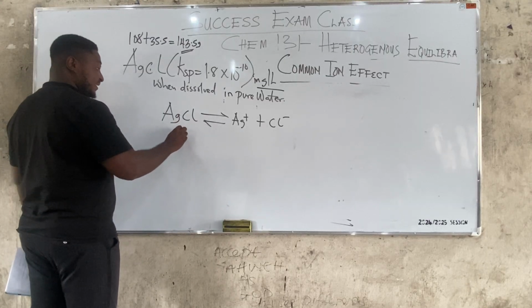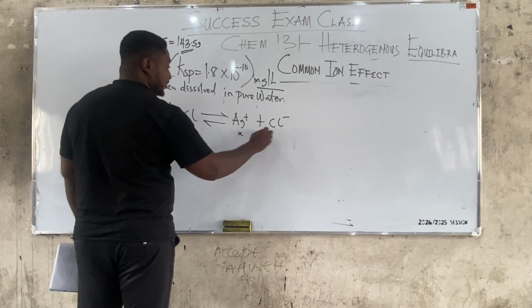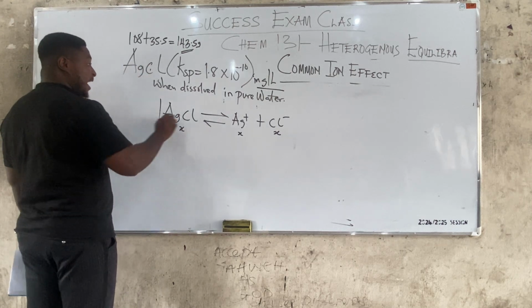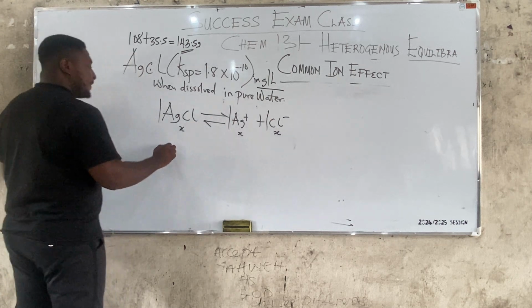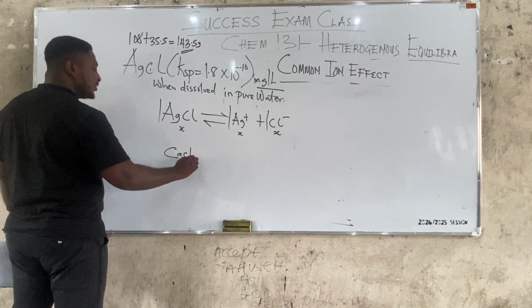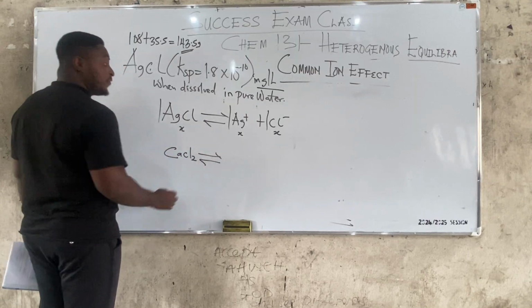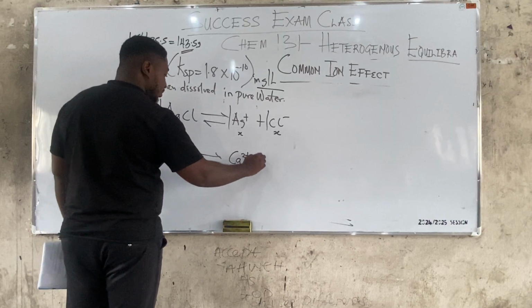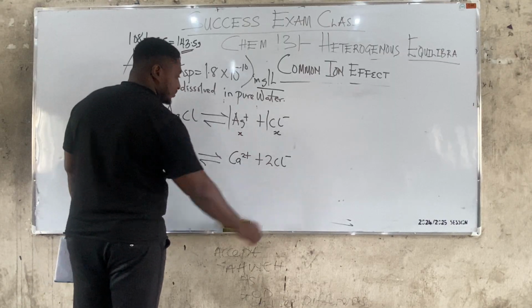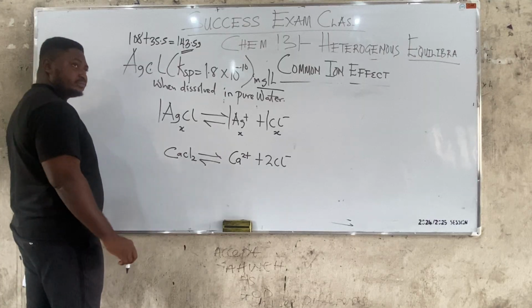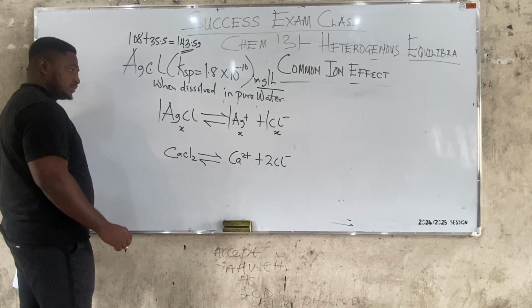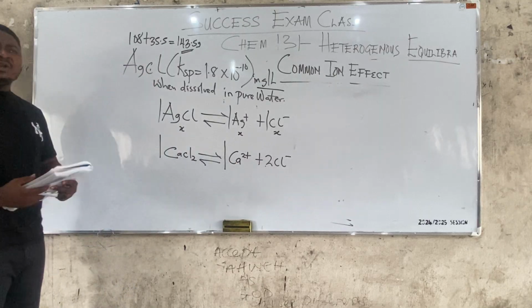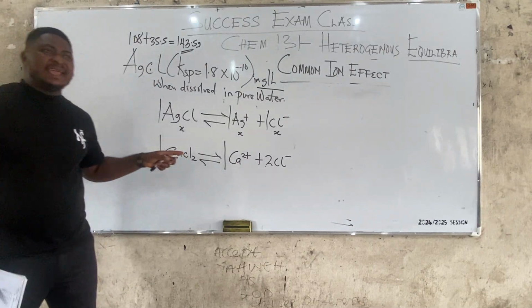If this is x, this is also x, follow me now. It's 1, 1, 1, right? But it dissolves in a solution that contains CaCl2. So CaCl2 will also have to be involved and dissolve. CaCl2 will dissolve into Ca2+ plus 2Cl-. Class, this is 1, 1, 2.